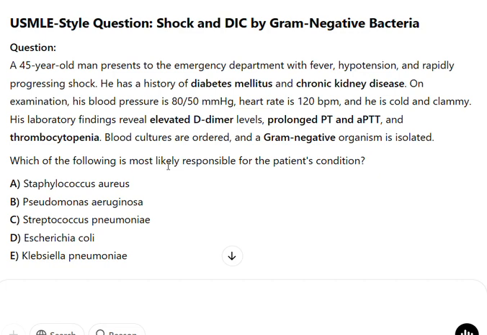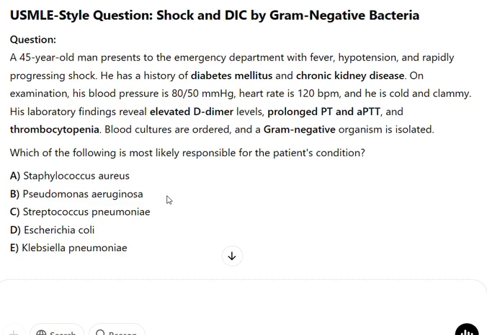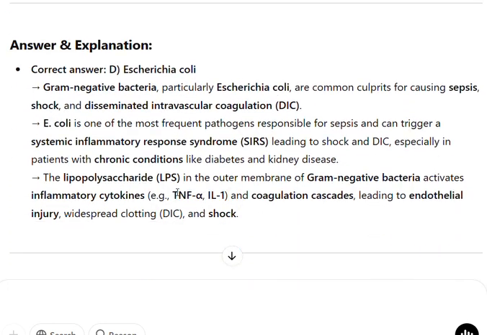A. Staphylococcus aureus, B. Pseudomonas aeruginosa, C. Streptococcus pneumoniae, D. Escherichia coli. Answer and explanation. Correct answer, D. Escherichia coli. Gram-negative bacteria, particularly Escherichia coli, are common culprits for causing sepsis, shock, and disseminated intravascular coagulation, DIC.